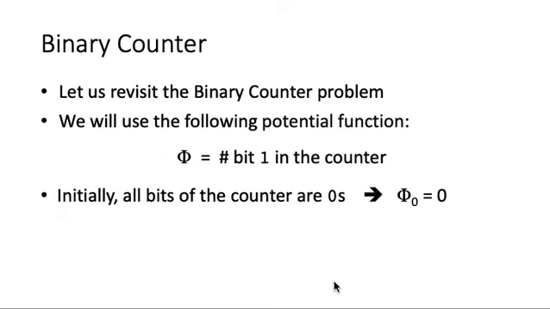Okay, so that's for the super stack problem. So how about the binary counter? For the binary counter here, we will use the following potential function. We will set phi, the potential function, to be equal to the number of bits 1 within the counter. Initially, all the bits of the counter are zeros. In that case, there is no 1 inside, so the potential is equal to 0. So it is something that is also very nice.